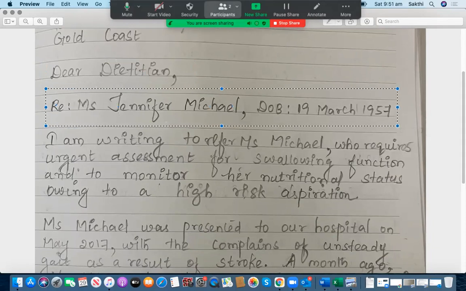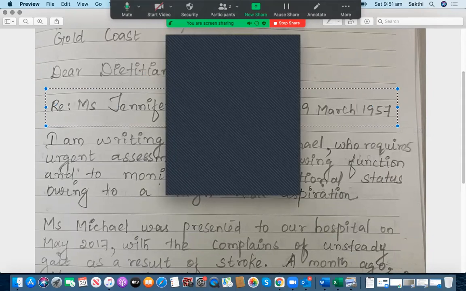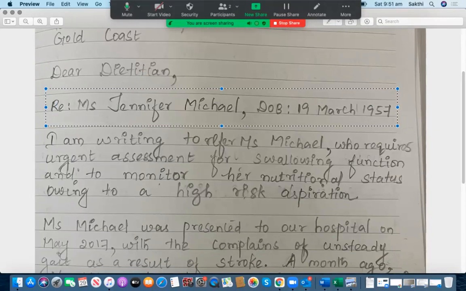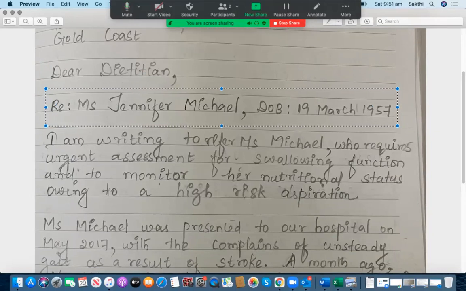Okay. I'm muting you because there's a background noise. So you can use the headset if you don't mind, because that can prevent the background noise.